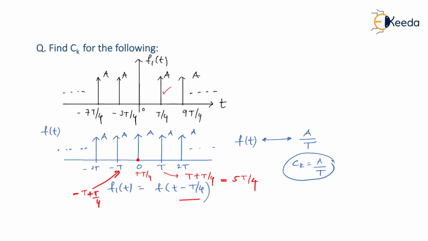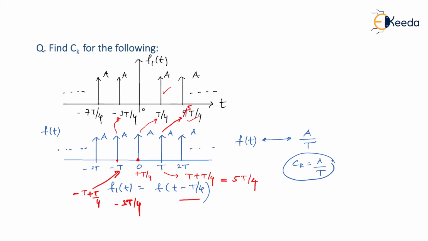Am I right? So this we need to correct. This is 5T by 4. So yes, we have a sample at that position. So this sample gets shifted here. This sample gets shifted here. Is that right? Now we have one more sample at minus T. So minus T plus T by 4 becomes minus 3T by 4. Therefore, this gets shifted here. In a way, we can conclude that f1 of t is a time delayed version of the original signal f of t. What does that mean?